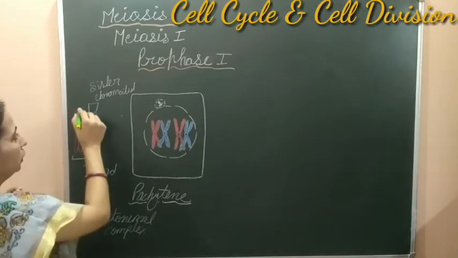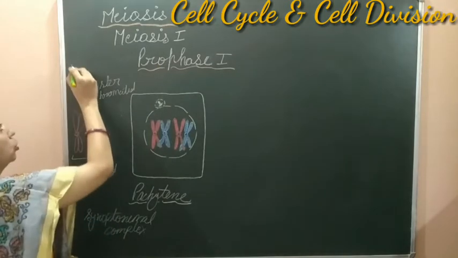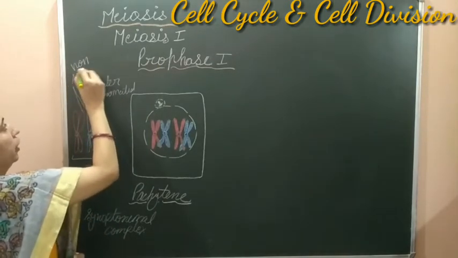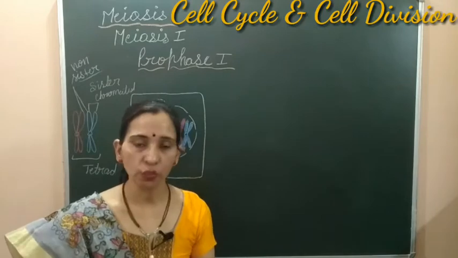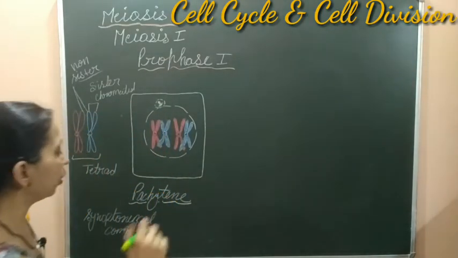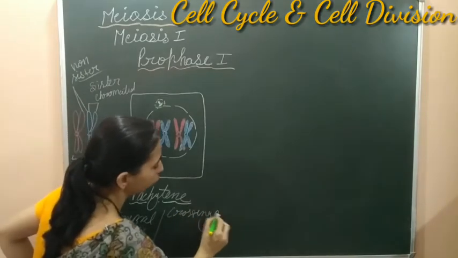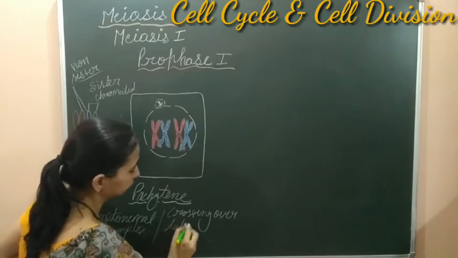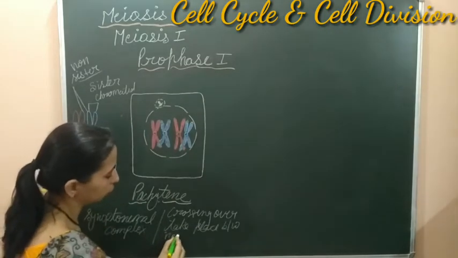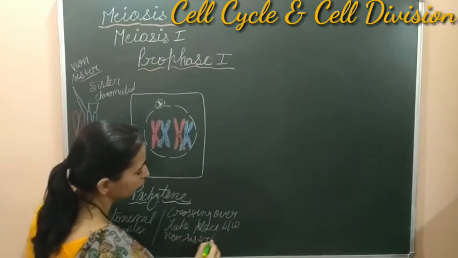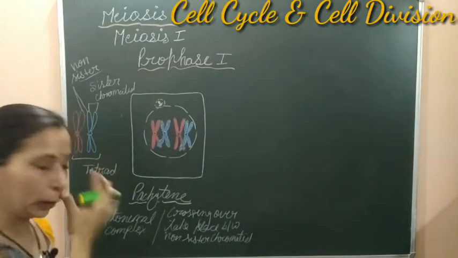But when we talk about this chromatid and then this chromatid, these two chromatids are known as non-sister chromatids. We call them non-sister chromatids. And crossing over takes place between non-sister chromatids. This is a very important point. You have to remember that crossing over takes place between non-sister chromatids. Crossing over is the important process, and it takes place between non-sister chromatids.